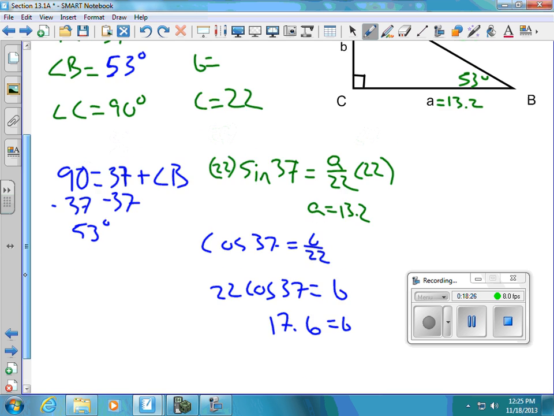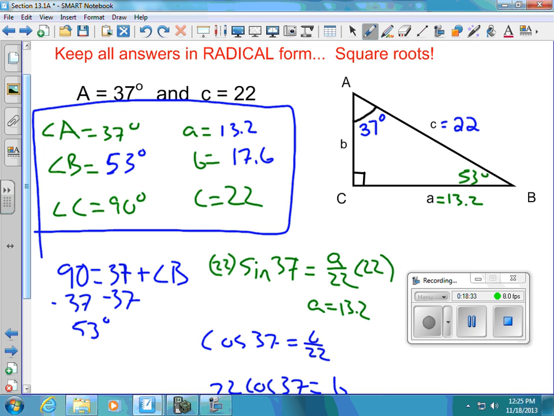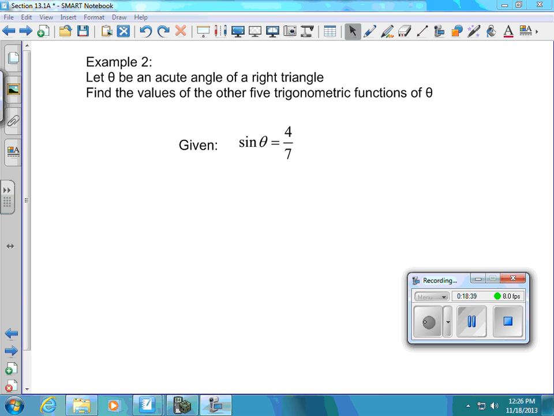Okay. So there's our solved triangle. Put a box around it so I can find all your missing pieces. And then work with the opposite side. Okay, last one we have to look at today. We have lots of examples today.